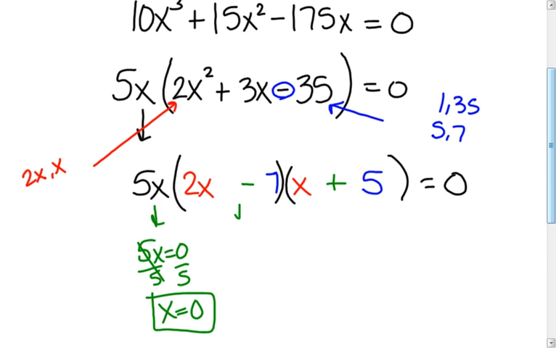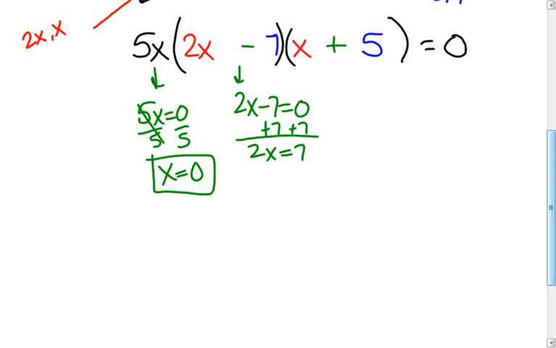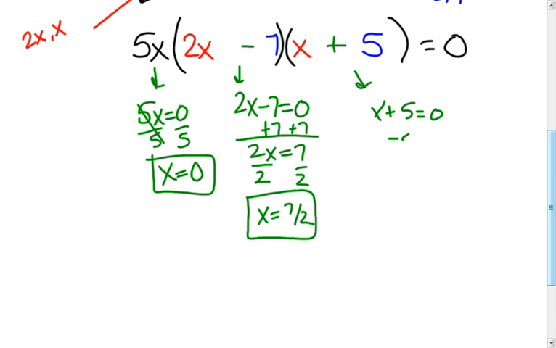Okay, this parentheses, 2x minus 7 equals 0, I will add 7, and then divide by 2, and x will be 7 halves. And then this parentheses, x plus 5 equals 0, I will subtract 5, and x will be negative 5.